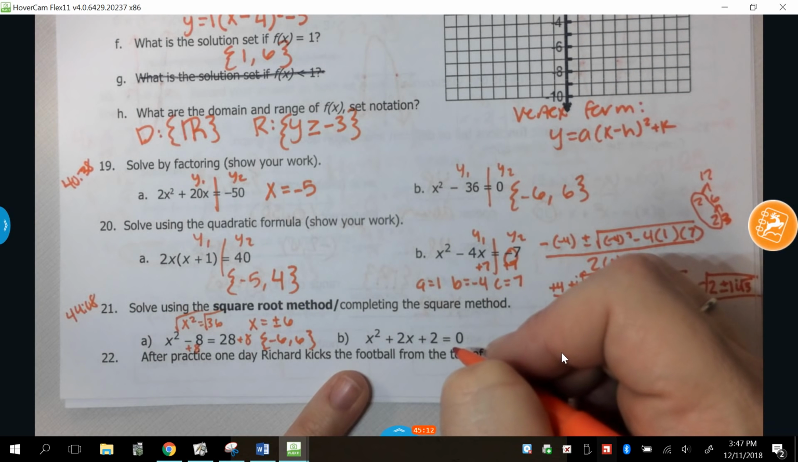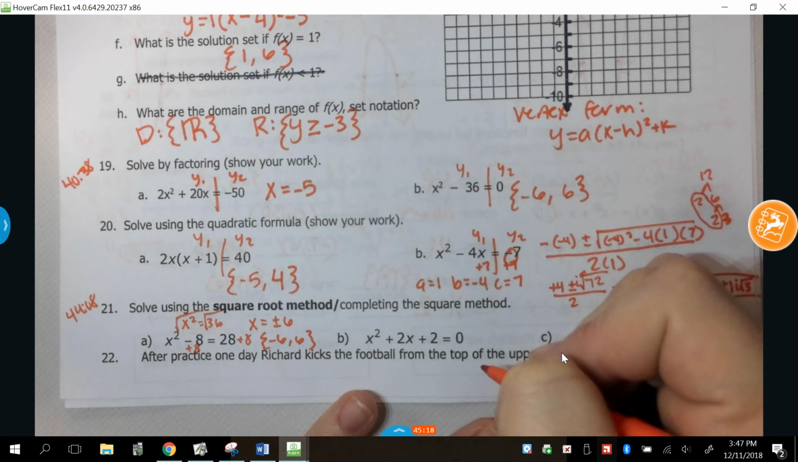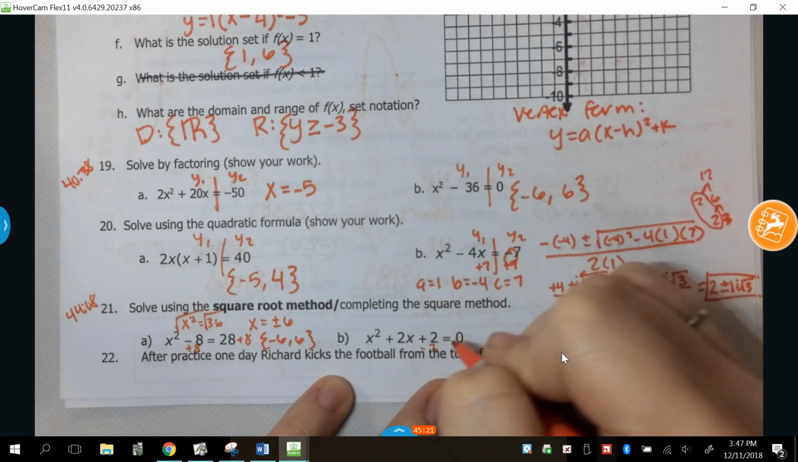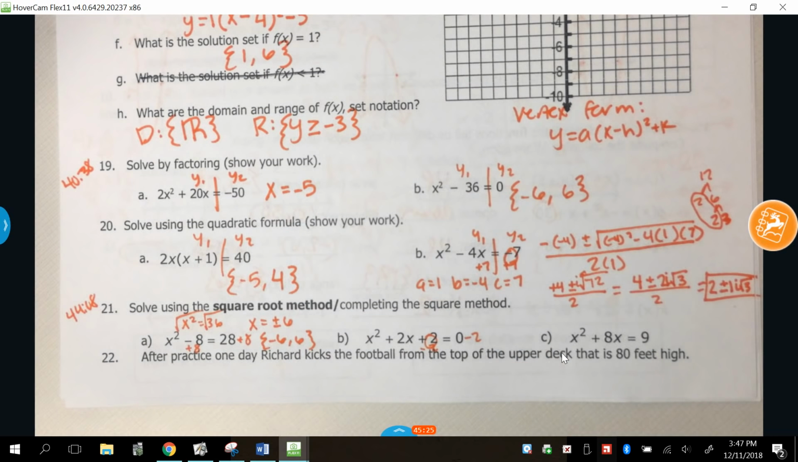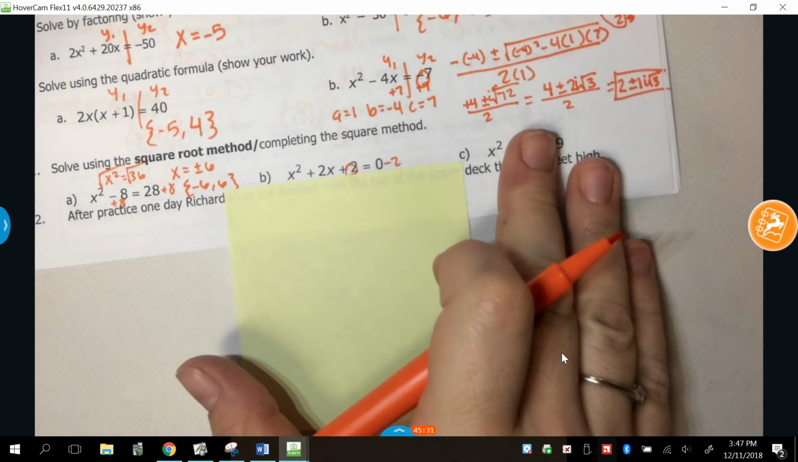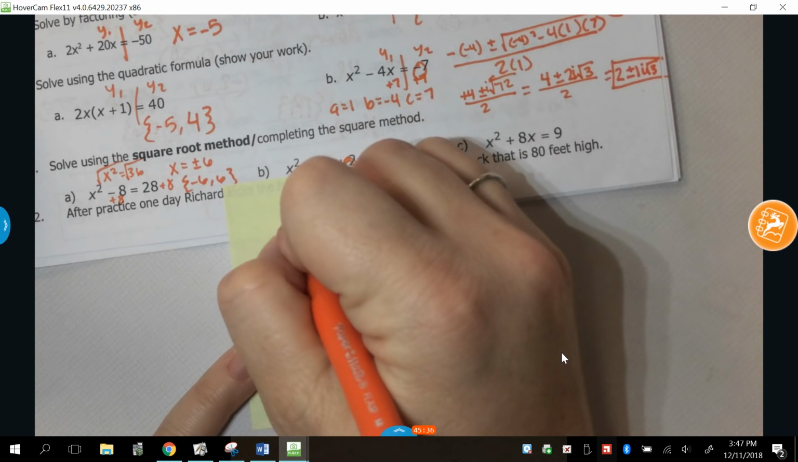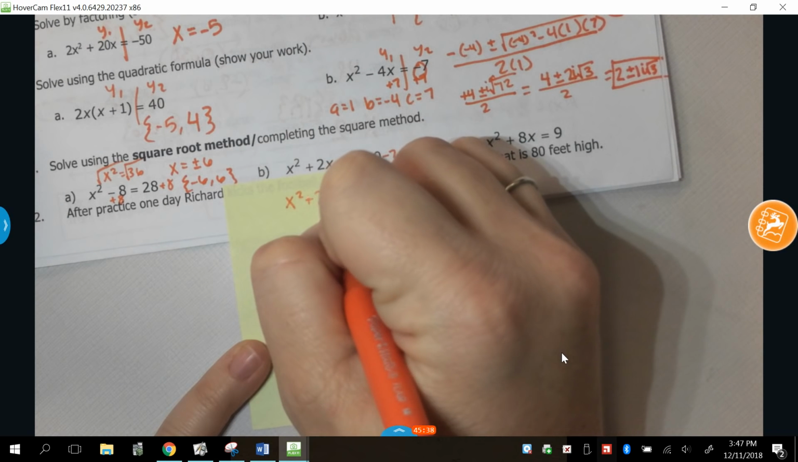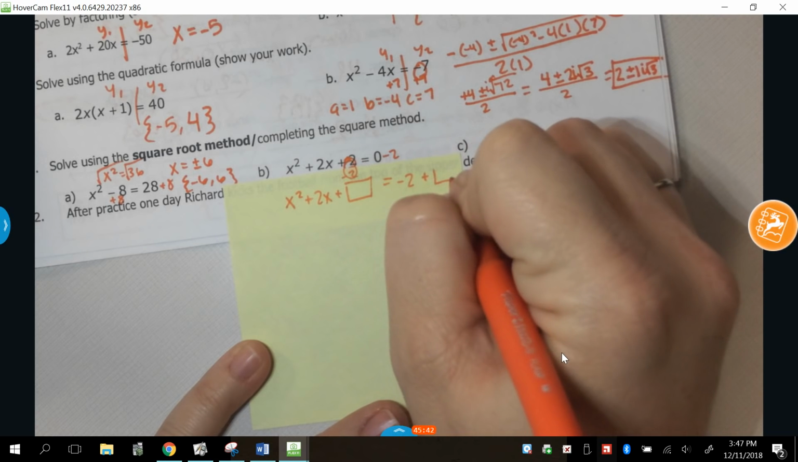So this is going to be... we have to complete the square. So we're going to do minus 2, minus 2. We do not have enough room for this, so I'm going to do it on a sticky note. I subtracted 2 here. Those canceled, and I get x squared plus 2x plus something equals negative 2. Remember, what I do on one side, I have to do on the other.